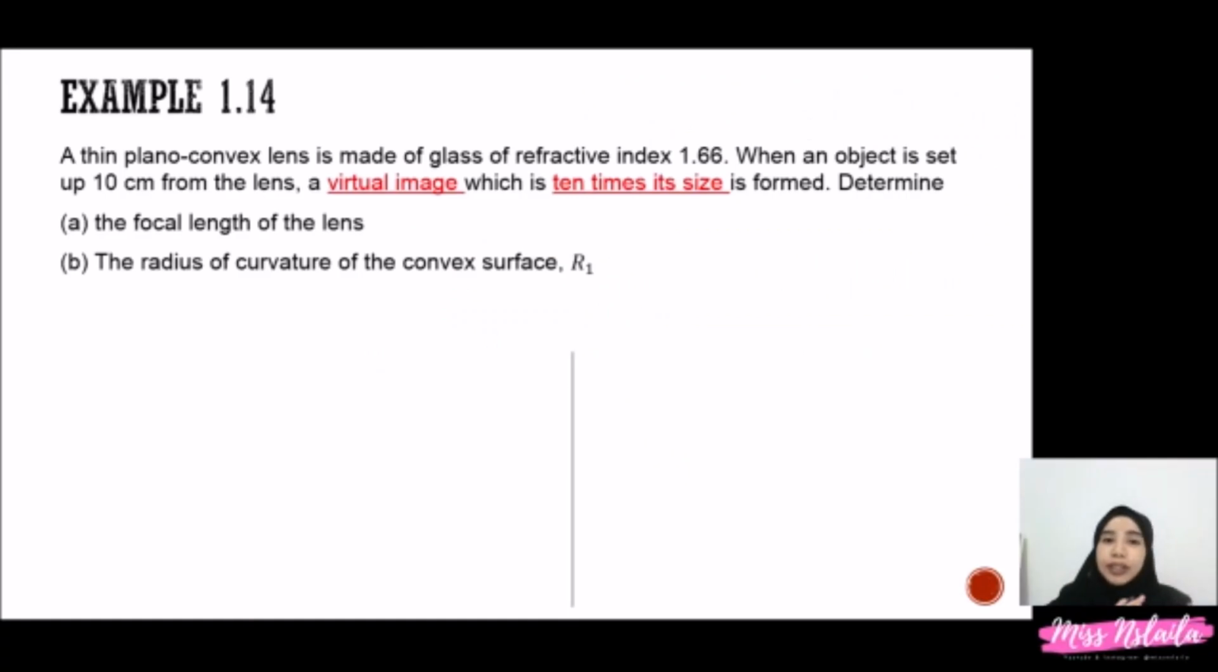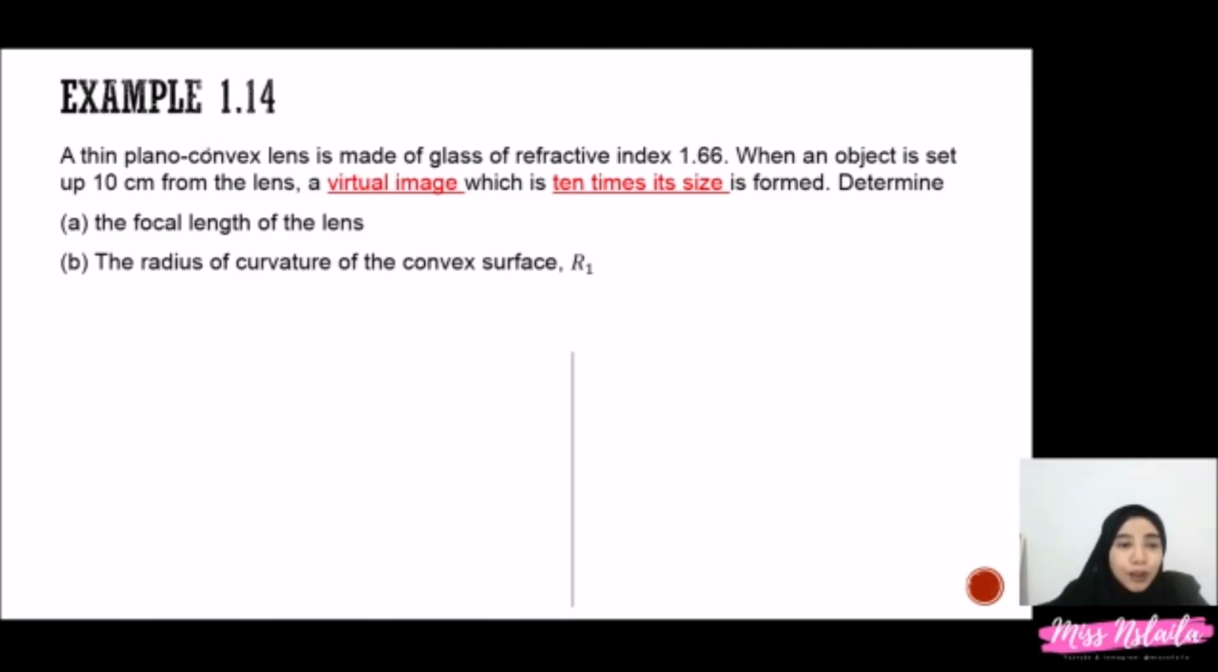Before we go through this example, please remember that we have learned about three equations: lens maker equation, thin lens equation, and also linear magnification. When are we going to use lens maker? When are we going to use thin lens? If you have the value for R1 and R2, then you can use lens maker equation. But if you don't have the value of R1 or R2, you are given maybe U, maybe focal length, then you can use thin lens equation to find the answer.